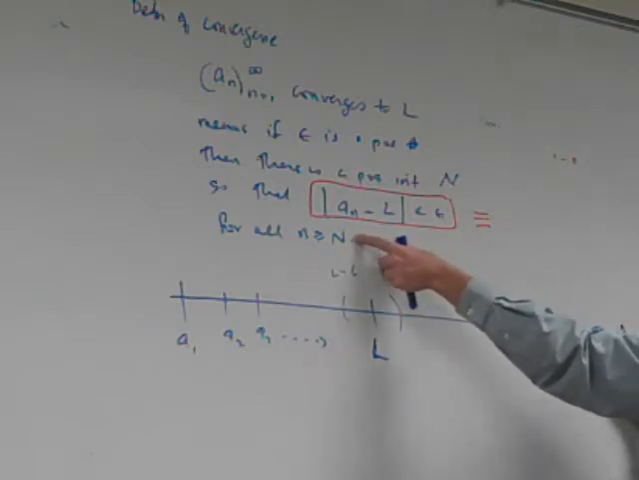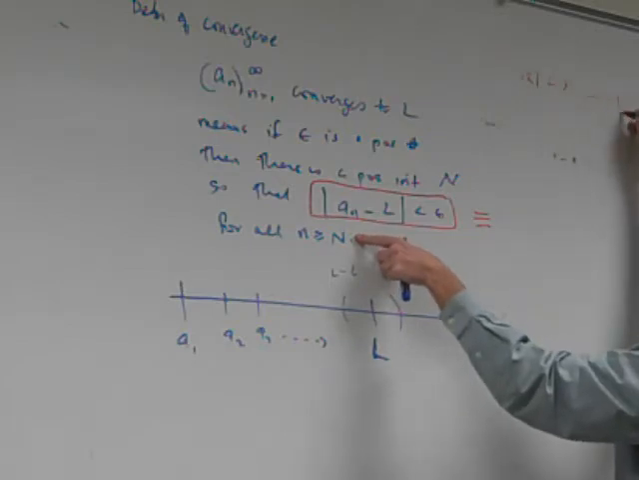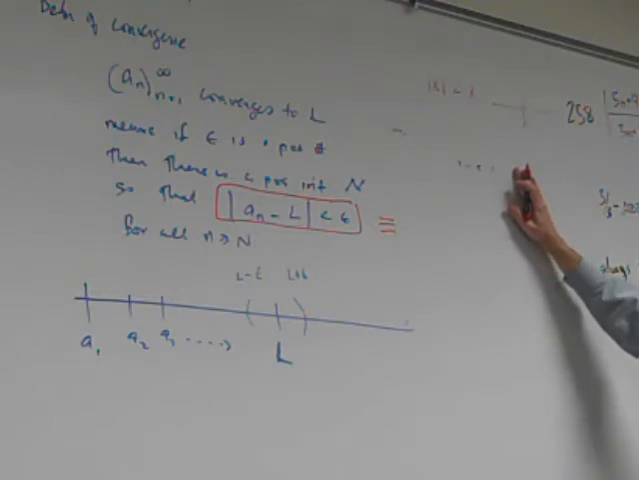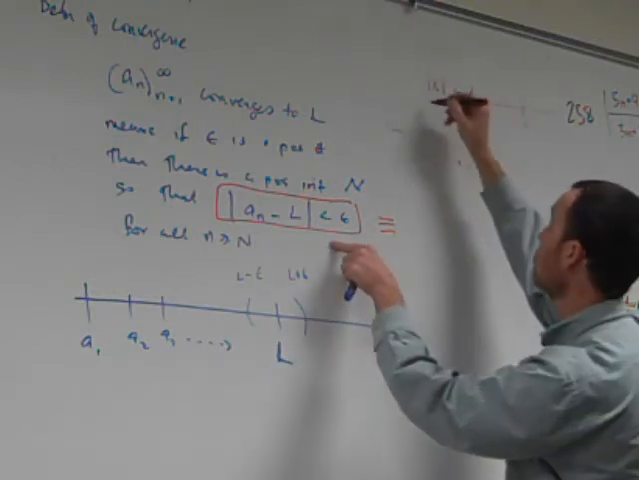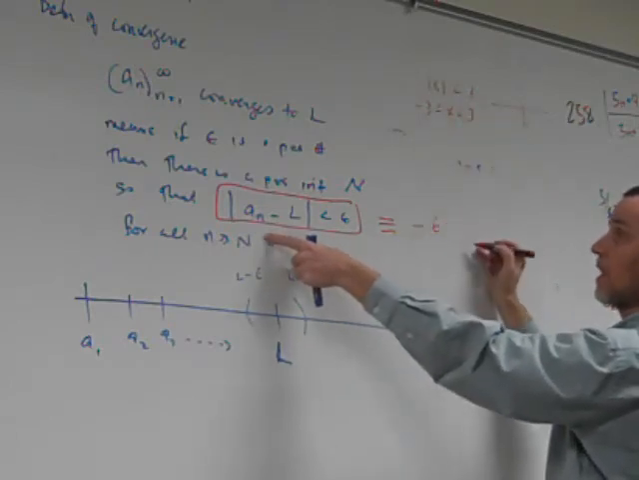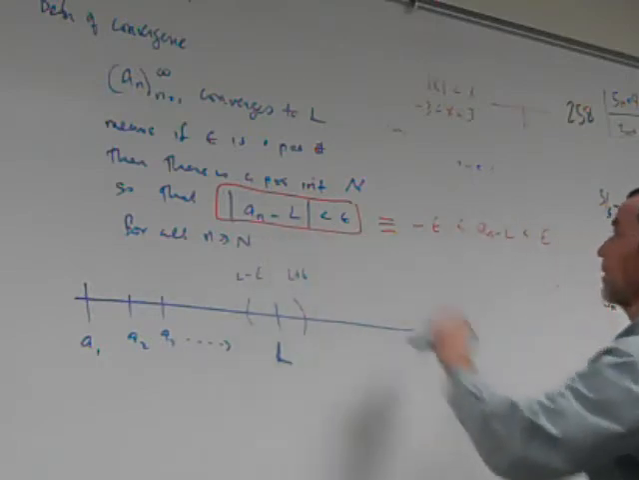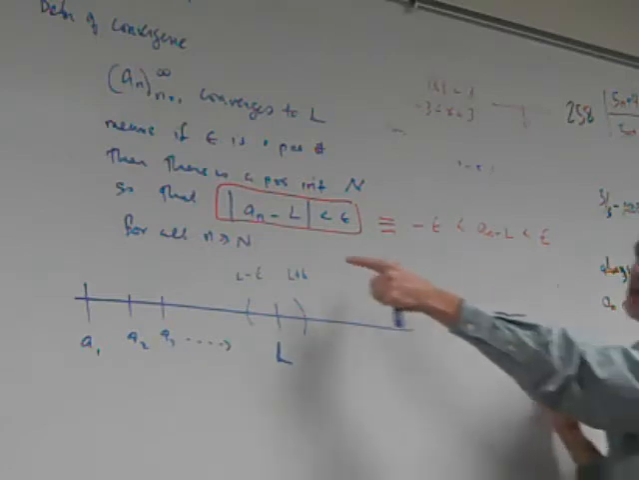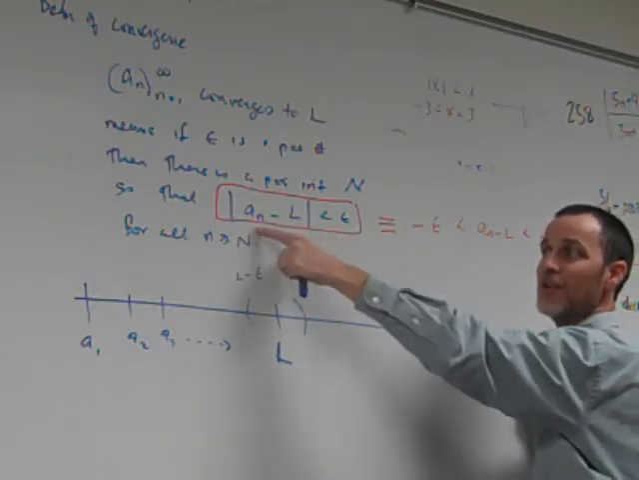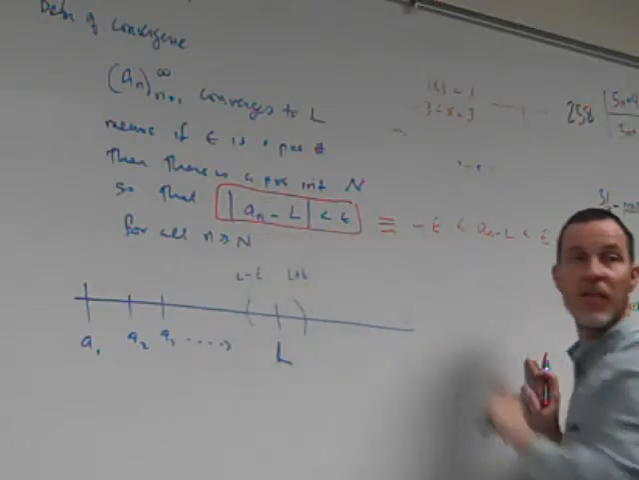Now, if the absolute value of x is less than 3, where is x on the number line? Between what two numbers? 3 and negative 3, right? So this means negative 3 less than x less than 3. So this means negative epsilon less than A sub n minus L less than positive epsilon, right? So this says, let me rephrase that, in English, A sub n is no farther from L than epsilon.